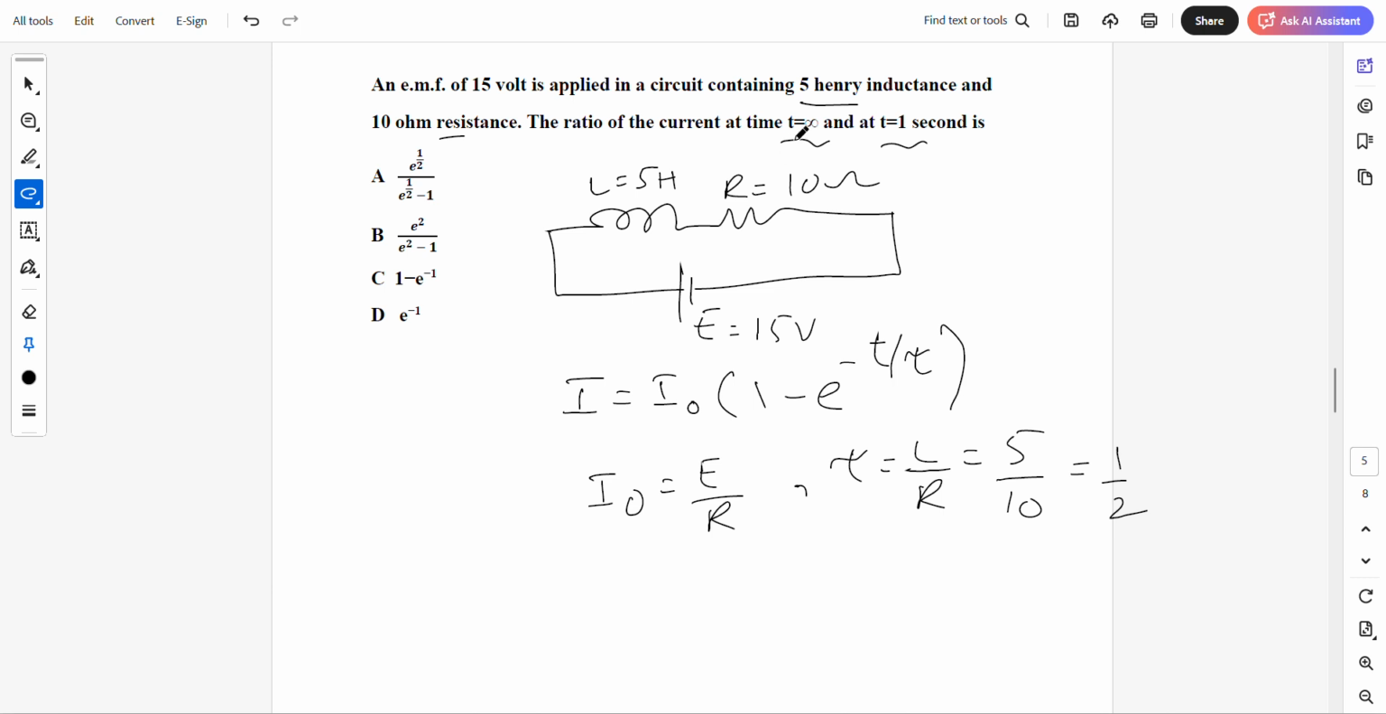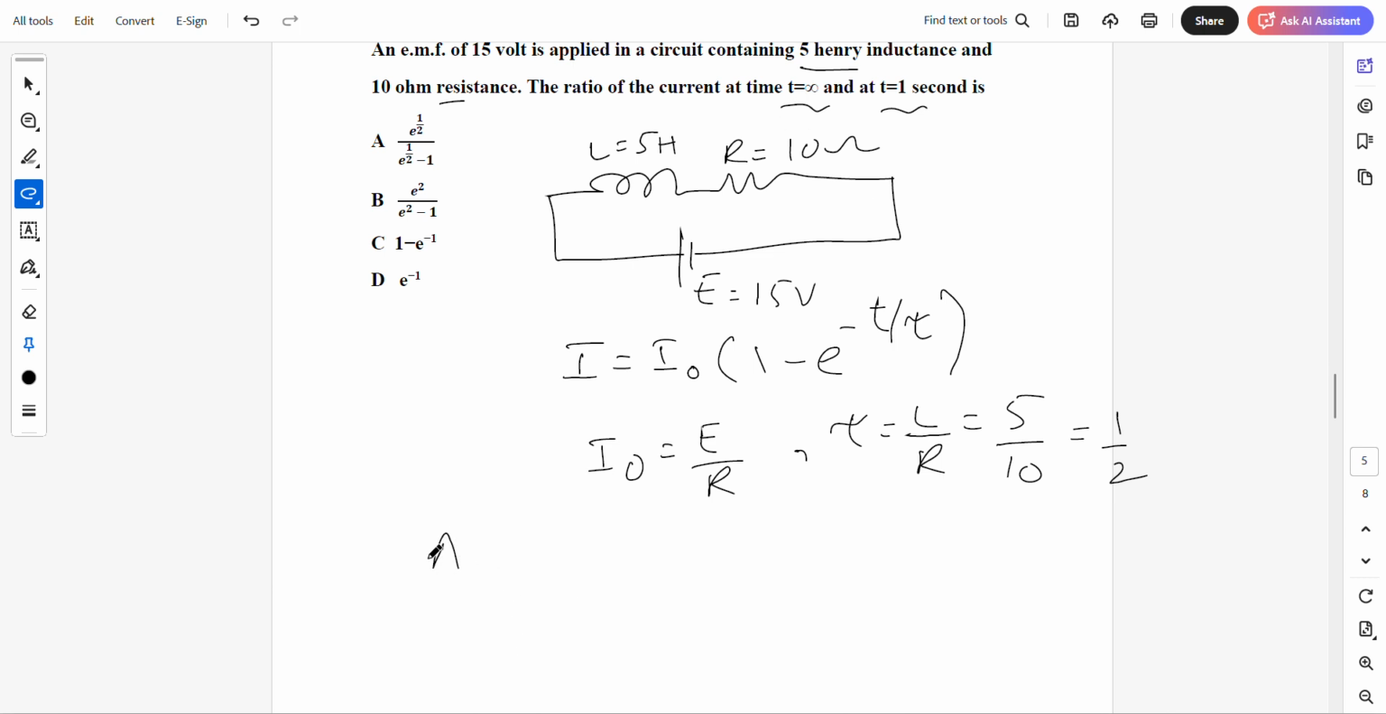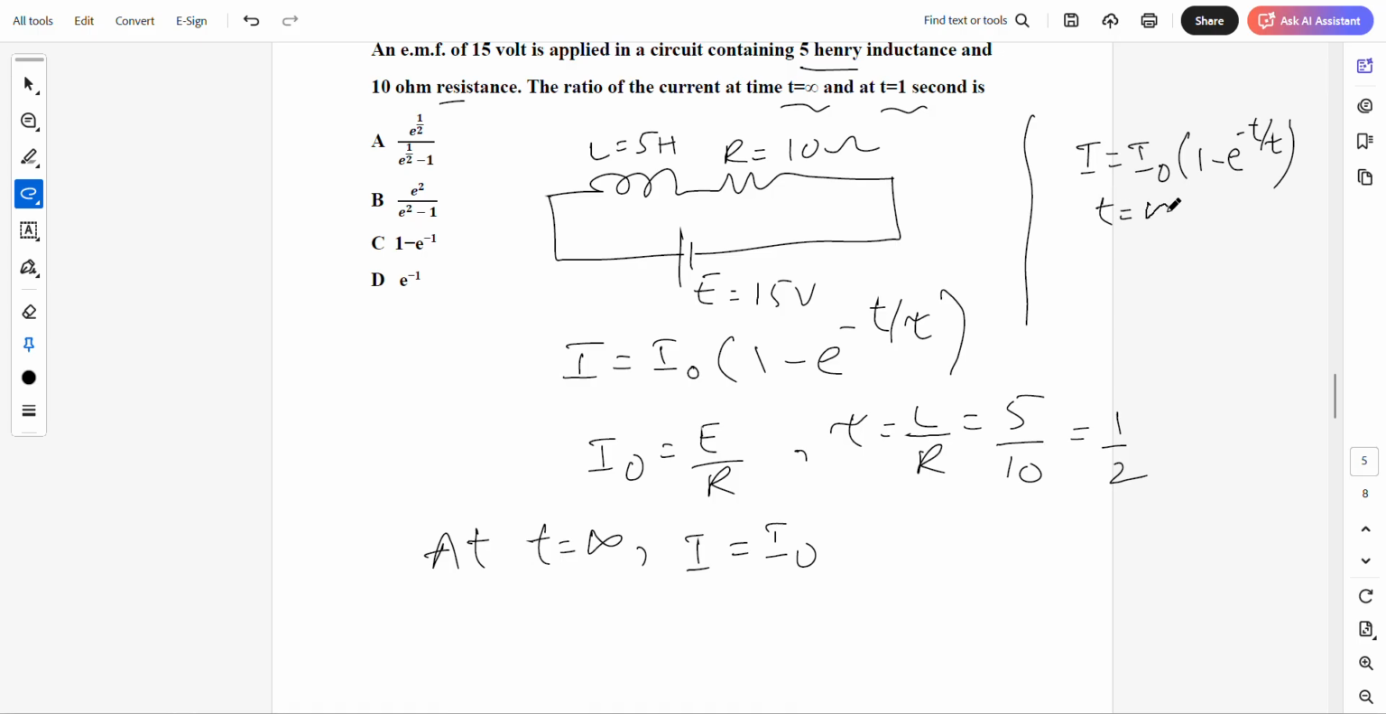Now you have to calculate. At t is equal to infinity, what happens? I will be equal to what? I naught. At t is equal to infinity, I will be equal to I naught. Because what happens? See here, I is equal to I naught into 1 minus e to the power minus t by tau. Here if I substitute t is equal to infinity, I is equal to I naught into 1 minus e to the power minus infinity. You know e to the power minus infinity is 0, so I will be equal to I naught.